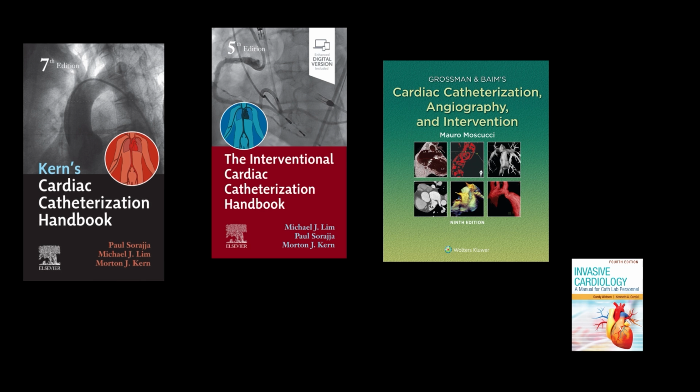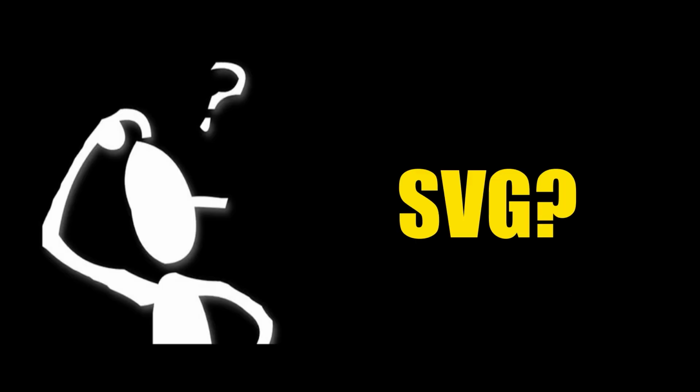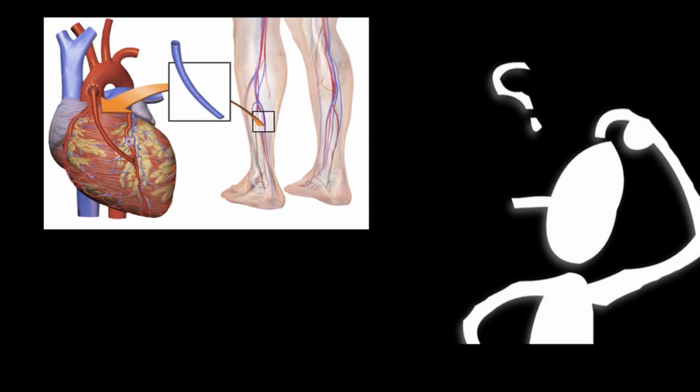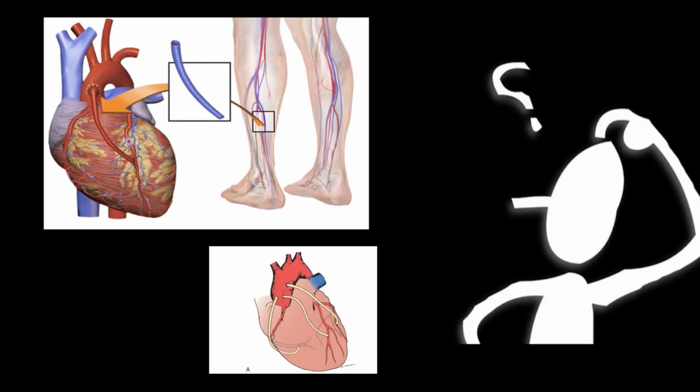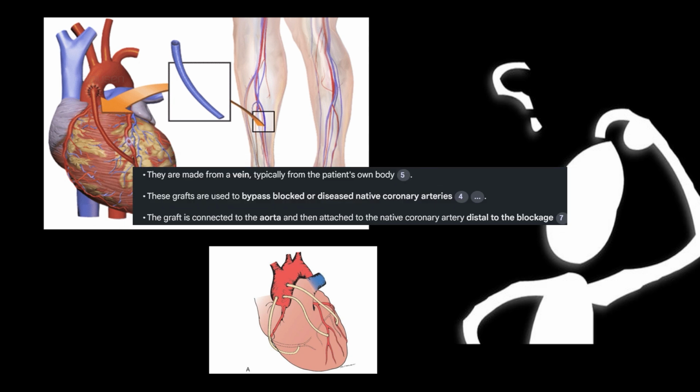So before I get into the nitty-gritty, quick refresher, what is an SVG? It's simply a vein taken from the leg and sewn from the aorta to a coronary artery beyond a blockage. And the purpose is to bypass blocked arteries and restore blood flow.